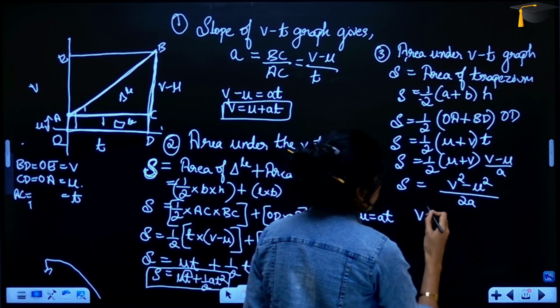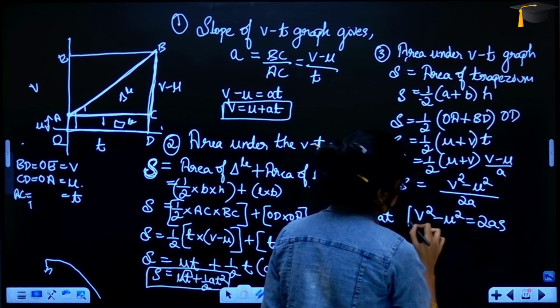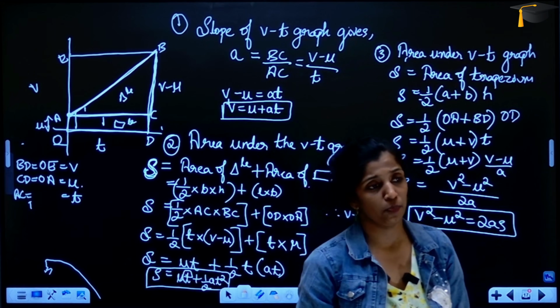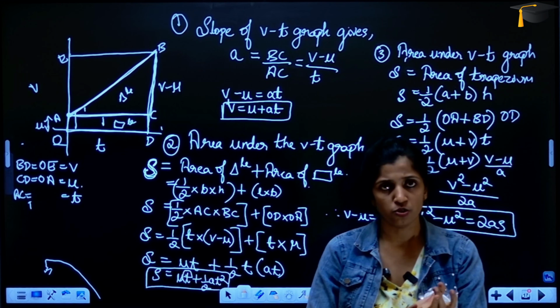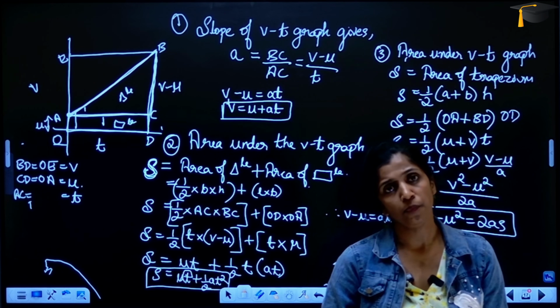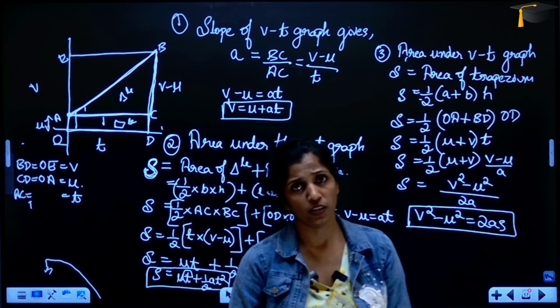Finally, we are getting V square minus U square equals 2AS. Hence, proved. Okay, so these are the most expected derivations. I'm just covering the first two chapters for now because we are very close to our quarterly exam. Yeah, so these are the most expected 5 mark questions.